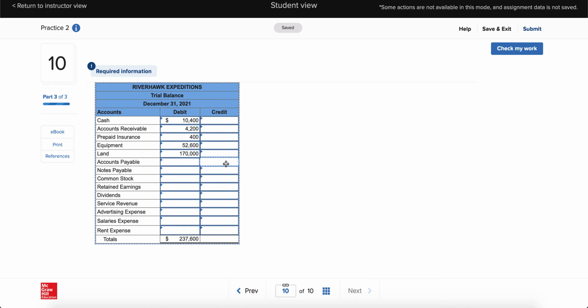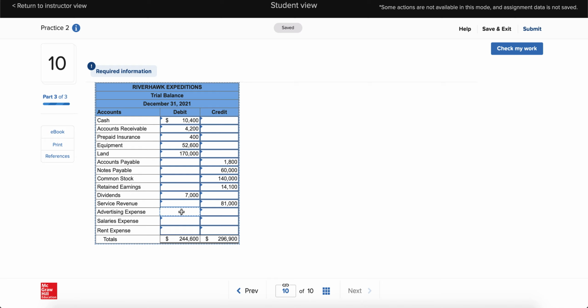Accounts payable, remember that's a liability, that has a credit balance, $1,800. Notes payable, $60,000. Common stock, $140,000. Retained earnings also has a credit balance. That's $14,100. Dividends typically has a debit balance. Think of your T chart. That's $7,000. This is that one where you scoot over to the debits and then you go right back to the credit side, because our revenue would have an $81,000 balance.